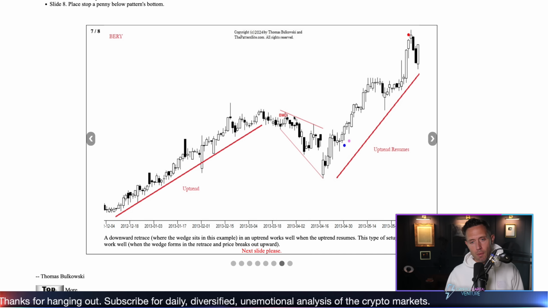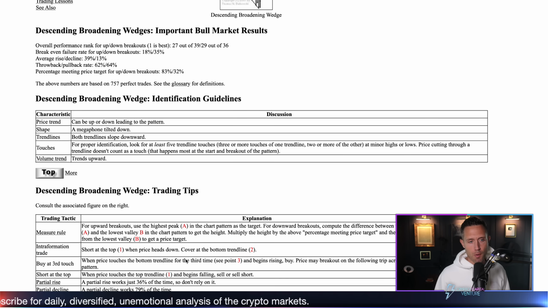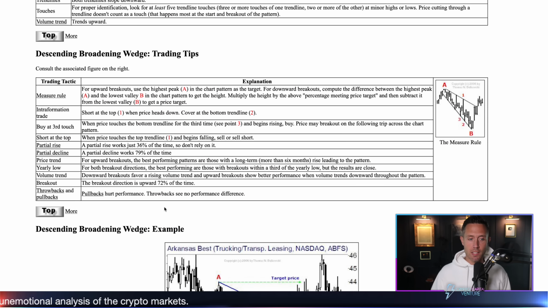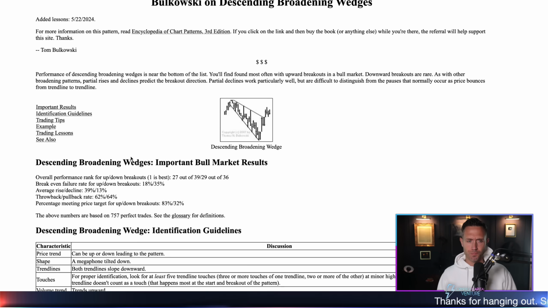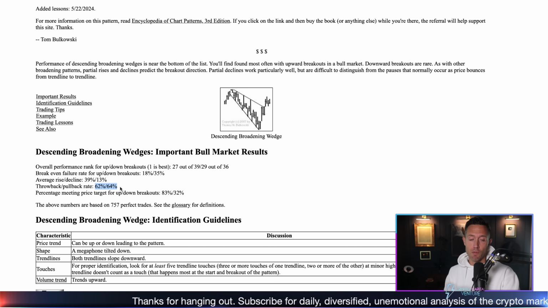So a couple things I wanted to mention. This is Bulkowski on the pattern site. I want to go over a couple of things as it relates to the descending broadening wedge, because he does all of these patterns. He breaks them down. I've learned so much, and I sometimes like to just bring up this chart, or his website, I should say, and go over it. So one thing I wanted to point out in terms of descending broadening wedges, which is what we're in, throwback pullback rate, 62, 64%. I believe it's obviously over 50%.